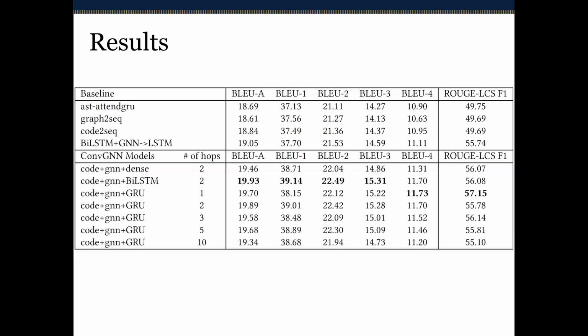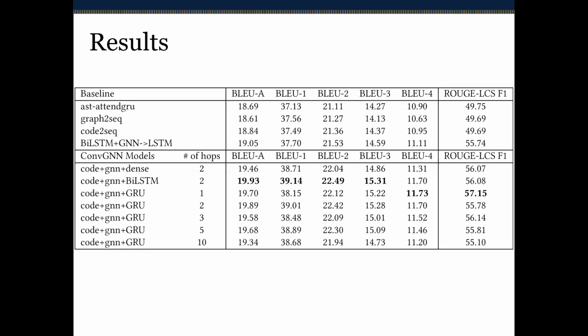The first being CodeGNN-Dense, where a dense layer was applied to the output of the graph layer to determine if the recurrent layer after the graph layer was necessary. Then, the second model we trained was CodeGNN-GRU, where a GRU layer was applied right after the graph layer. And the third model we trained used a bidirectional LSTM layer.